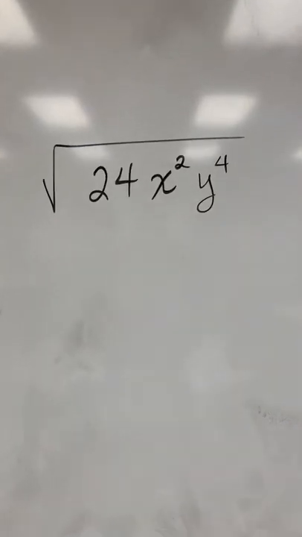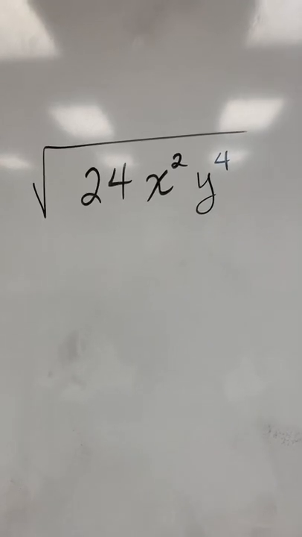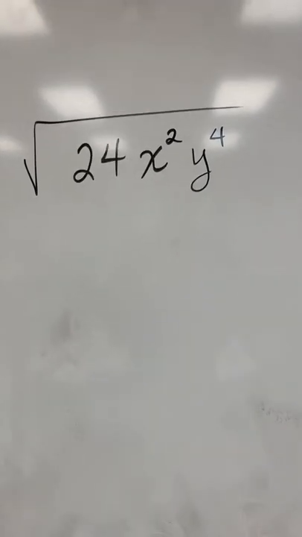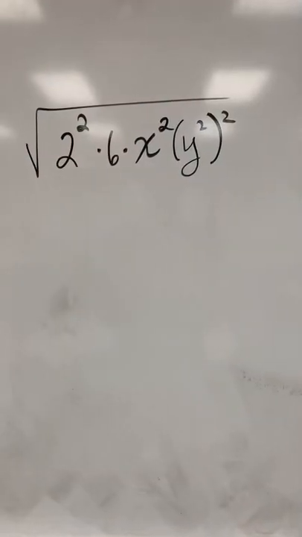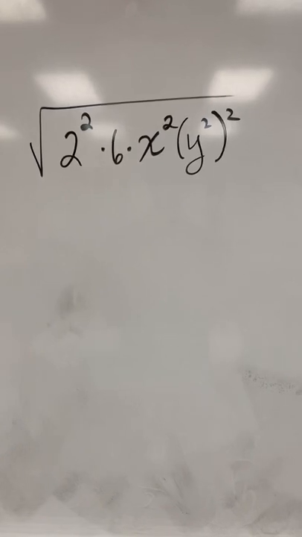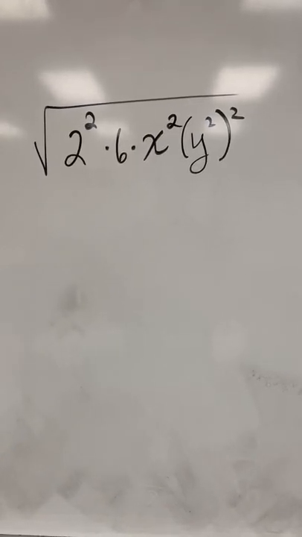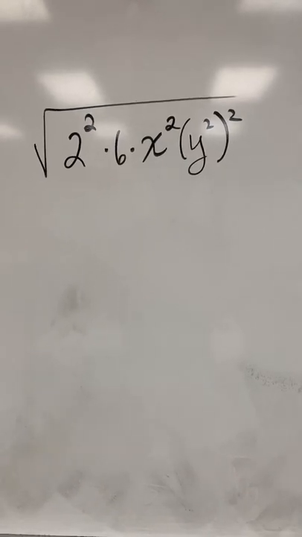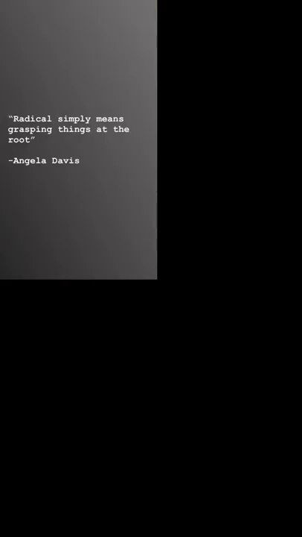All right, so there it is. I have the square root of 24 x squared y to the 4th. This is one that we have to simplify, so let's talk about how this works. Notice how everything switched up so that you can see what all the exponents are saying. So now I have a 2 to the second power times a 6. I have an x to the second power. Then I also have a y to the second power to the second power.